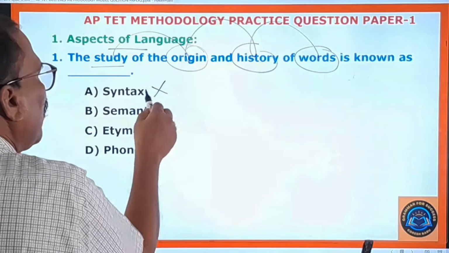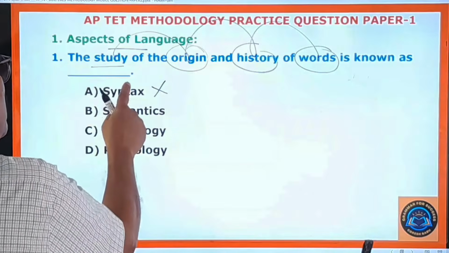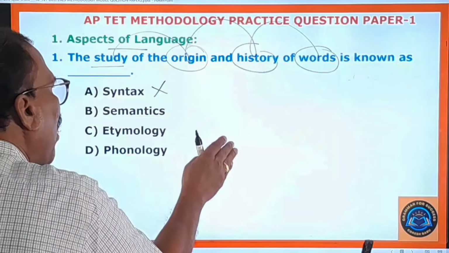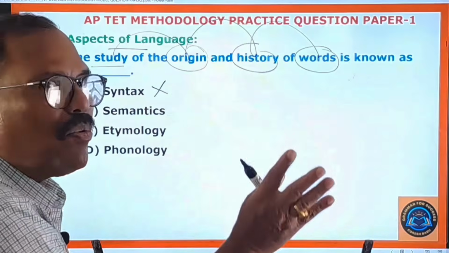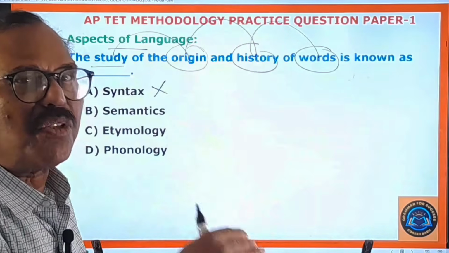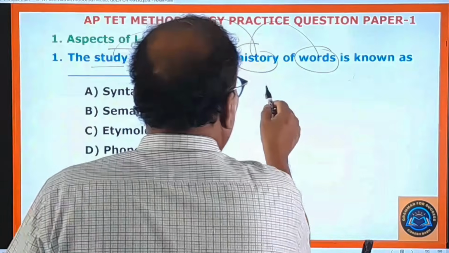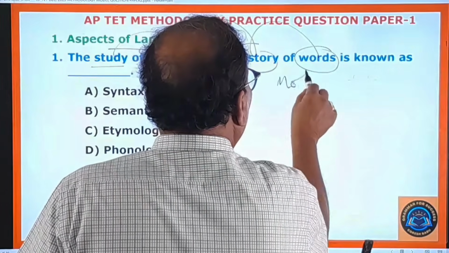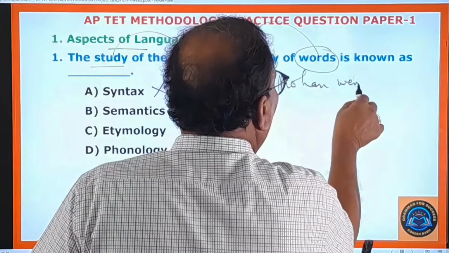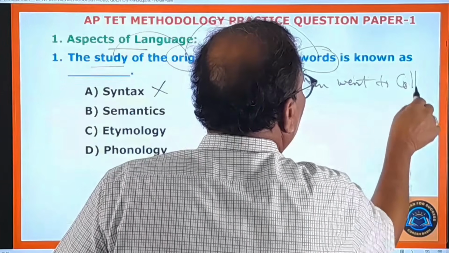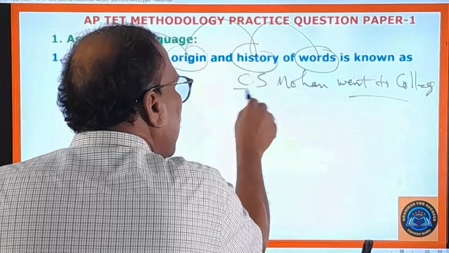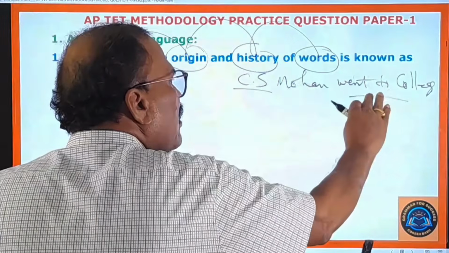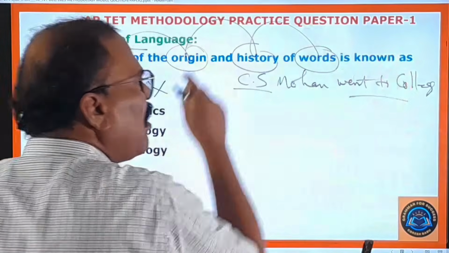Syntax, this is not the right one, because this is nothing but the study of sentence structure. It deals with how words are arranged to form meaningful sentences. Here I give you one example. Mohan went to college. So it's beautiful. That means it has correct syntax. That means the construction of the sentence is absolutely correct. That's the meaning of that.